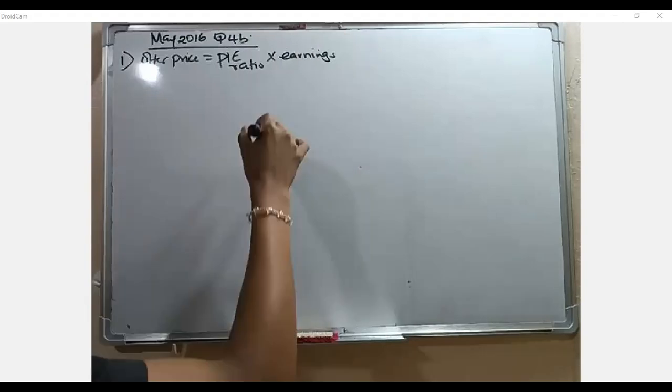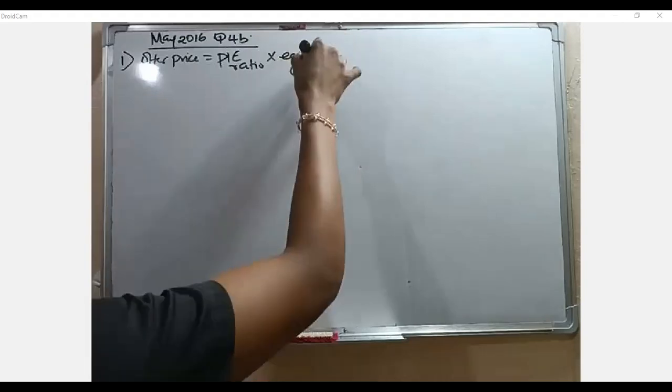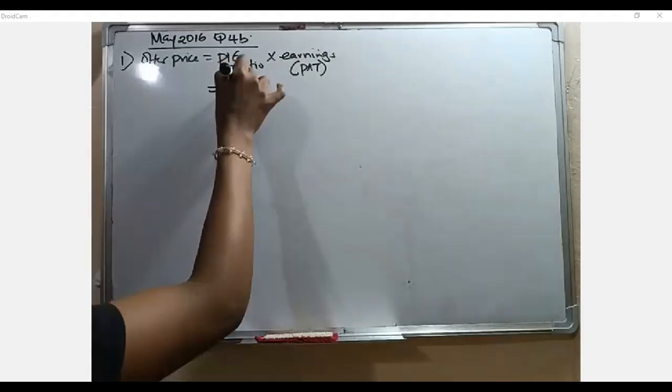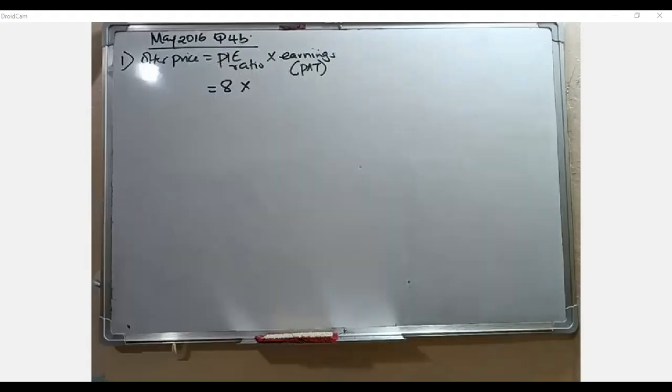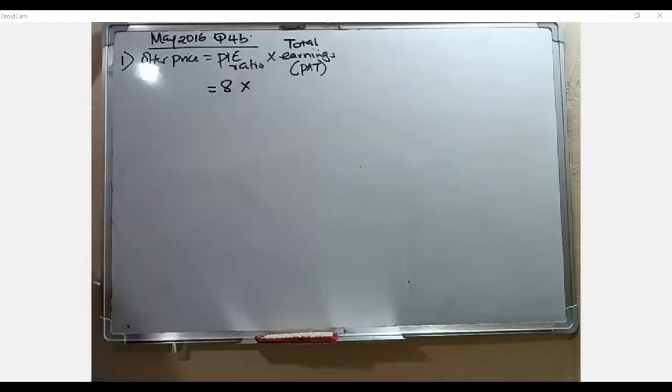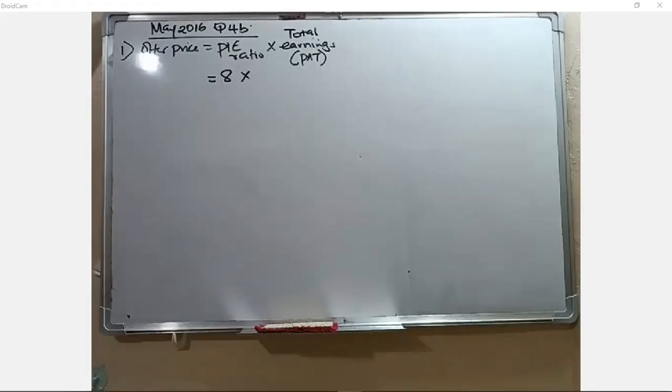We multiply by earnings. So in this case, it means it is our profit after tax. And in this case, as per the requirement we have been told, our P/E ratio is 8. This should be the total earnings, sorry. Should be our total earnings as per the question. So the total earnings given by this examiner, how much are they? Can we be able to see what is our total earnings?